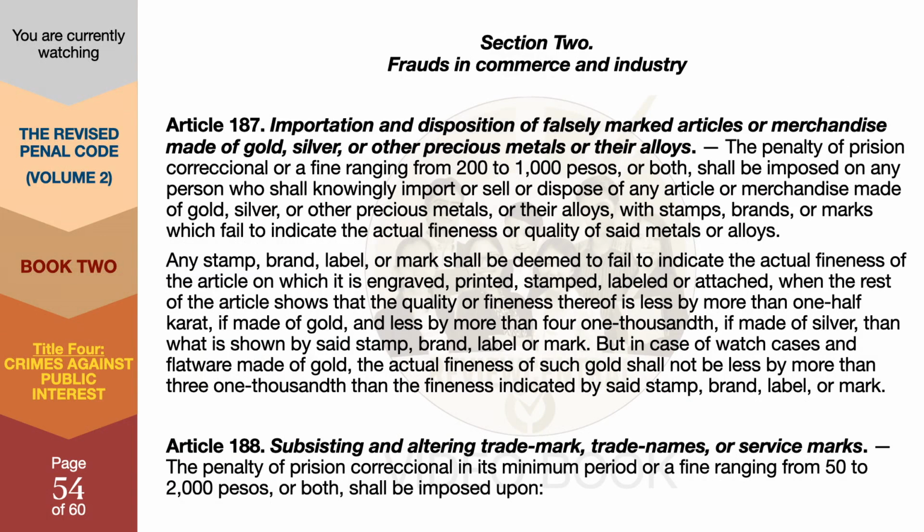Section 2. Frauds in Commerce and Industry. Article 187. Importation and disposition of falsely marked articles or merchandise made of gold, silver, or other precious metals or their alloys. The penalty of prisión correccional or a fine ranging from 200 to 1,000 pesos, or both, shall be imposed on any person who shall knowingly import or sell or dispose of any article or merchandise made of gold, silver, or other precious metals, or their alloys, with stamps, brands, or marks which fail to indicate the actual fineness or quality of said metals or alloys.